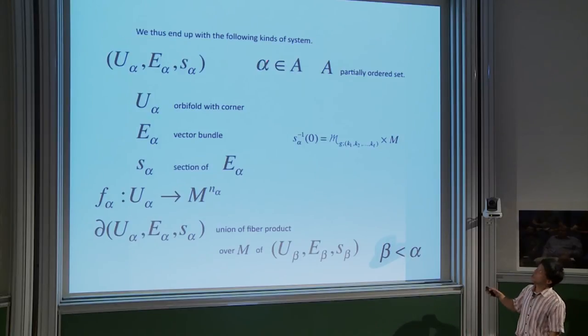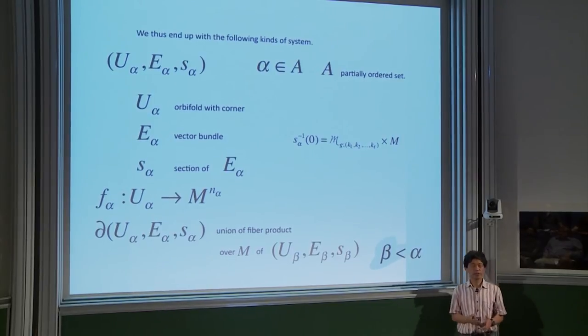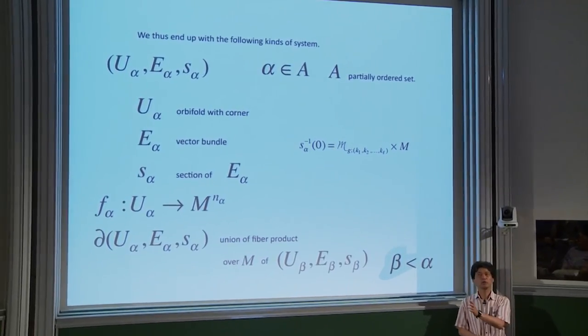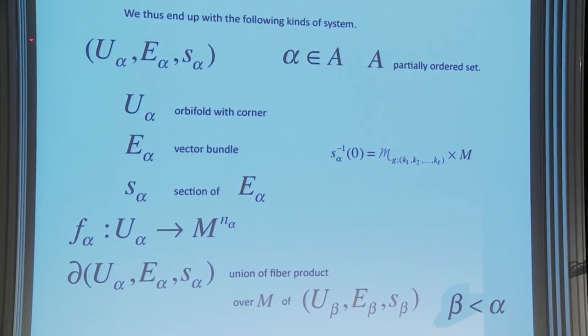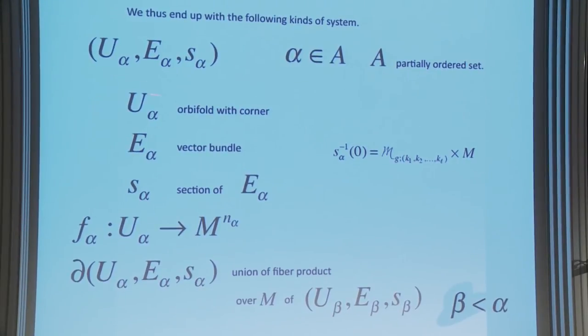You have, for each alpha, A is some partially ordered set. In a special case, A is a combination of the genus and K1, ..., KL. You can order it by something like a lexicographic order. And then on this partially ordered set, you obtain this triple. U alpha is an orbifold with corners, E alpha is a vector bundle in the orbifold sense on this, and S alpha is a section. And its zero set is your moduli space. So you have these triples for various alpha. And you have F alpha from U alpha to M to the power n alpha, and this is assumed to be a submersion.